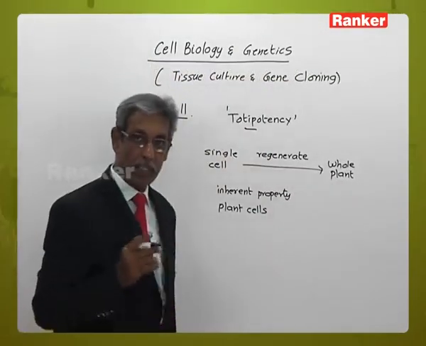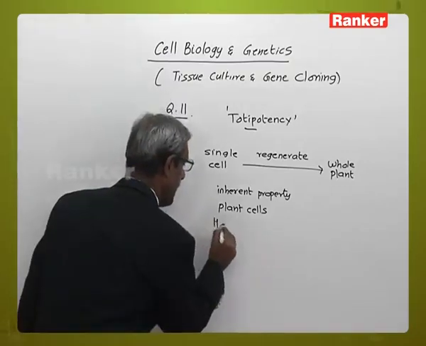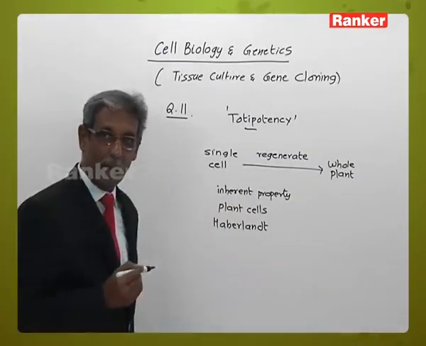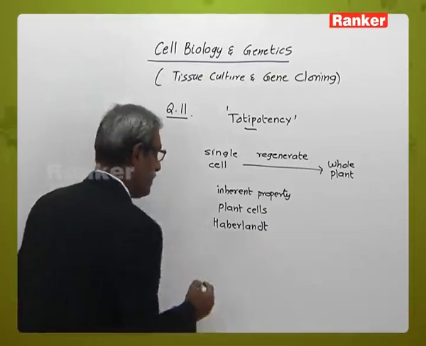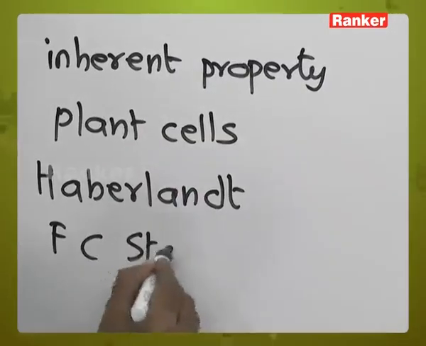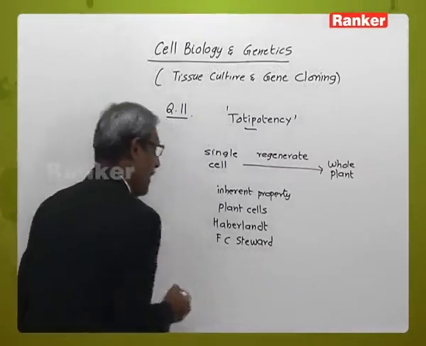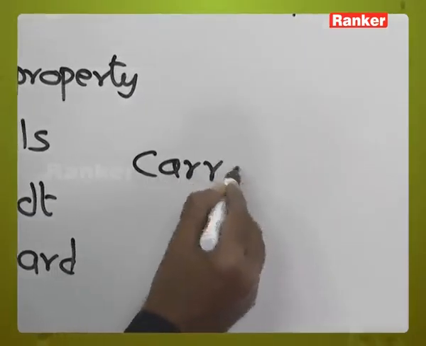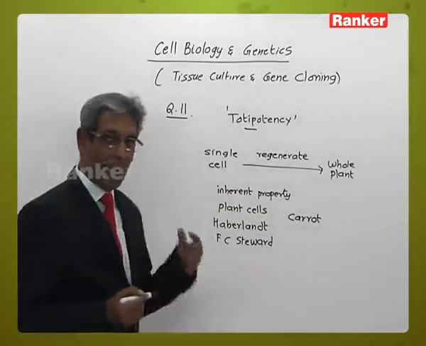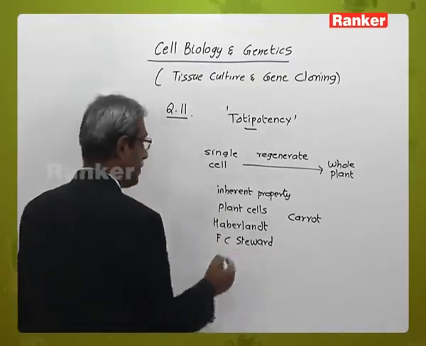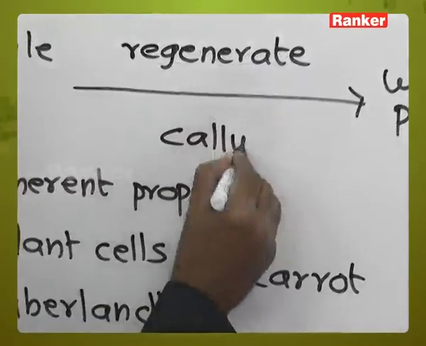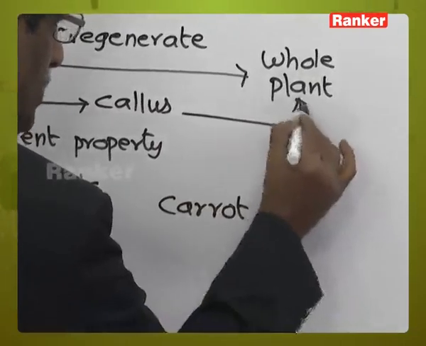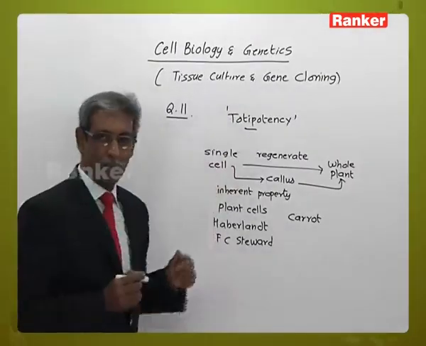According to the concept of totipotency which has been proposed by Haberlandt, the father of plant tissue culture, it has also been worked out by F.C. Steward. F.C. Steward is a world famous plant physiologist who has worked on carrot, and he could generate the entire carrot plant from a single cell, and in the process it went on to form a callus. A single cell could give rise to the callus. The callus on differentiation can give rise to the entire plant. So this property is termed as totipotency.